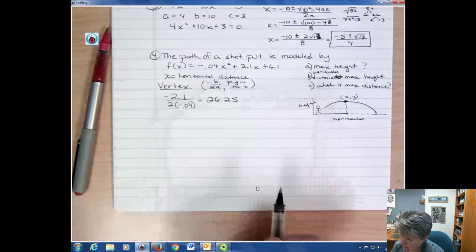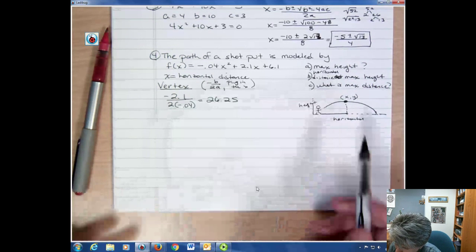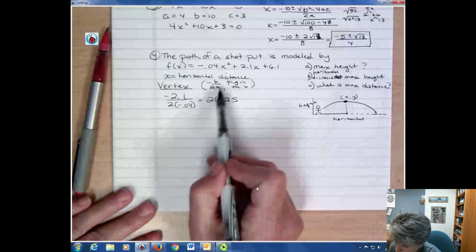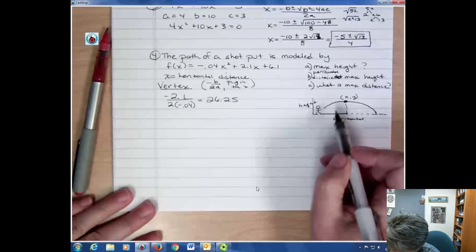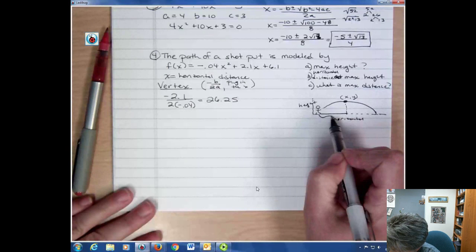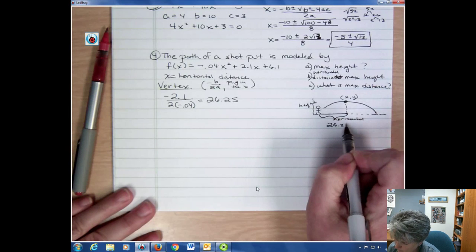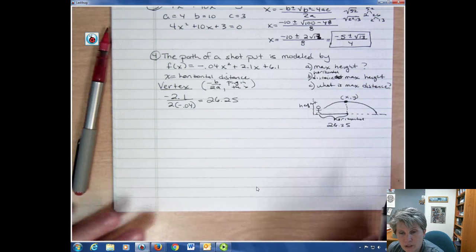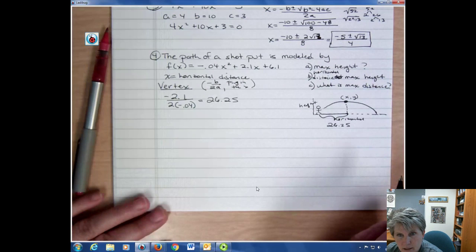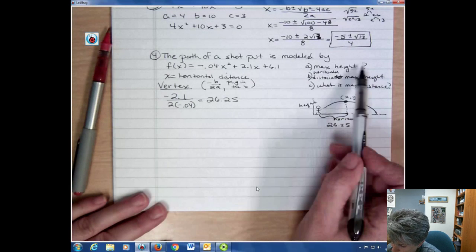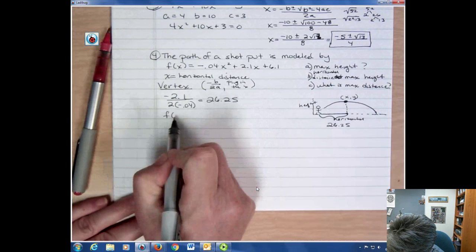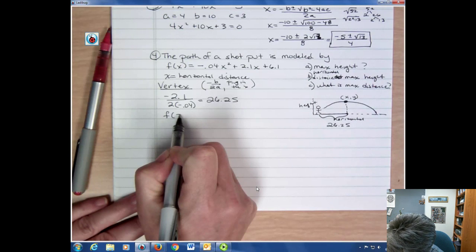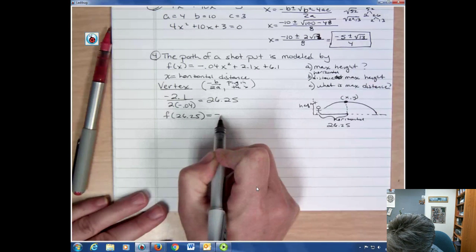Is that the x or the y? Well, that's the x, and they told us in this problem x was the horizontal distance. So what I know is when that thing reaches its vertex, it's gone 26.25 feet. And then, even though it asked for the max height, that's not the first thing I found. To find the maximum height, I'm going to take my function and I'm going to plug in the answer I just got.